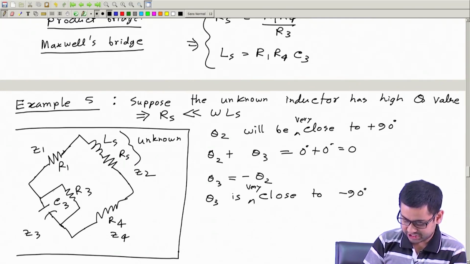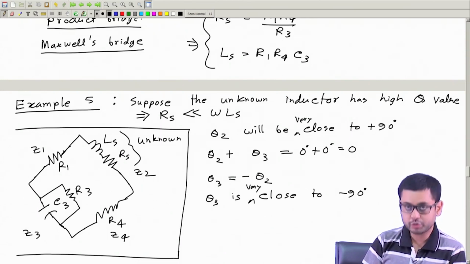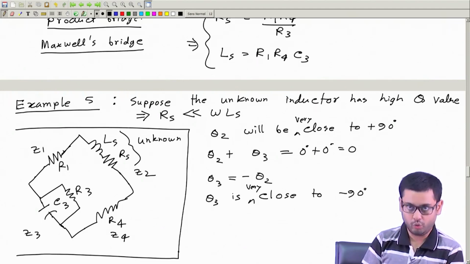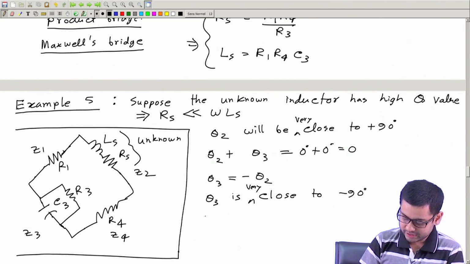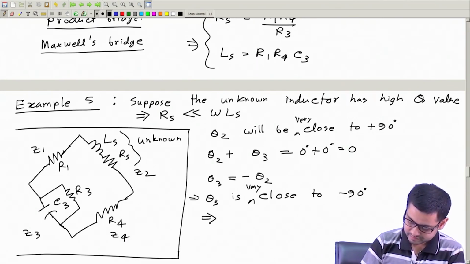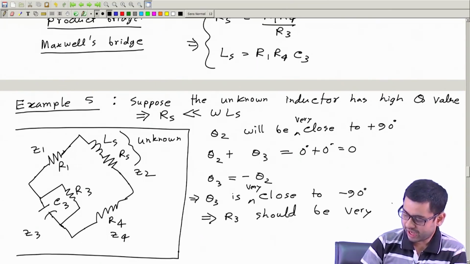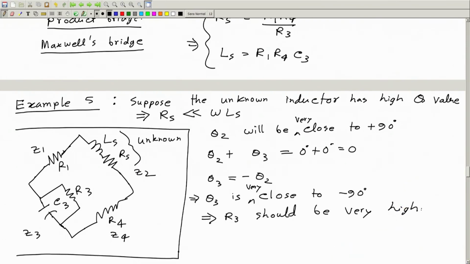That means, this leakage if you call, so this R3 should be very high, or the conductance of this branch should be very low. So, this implies R3 should be very high.